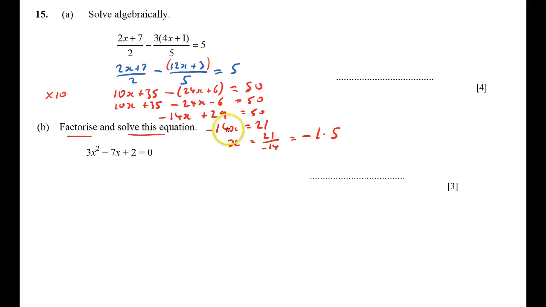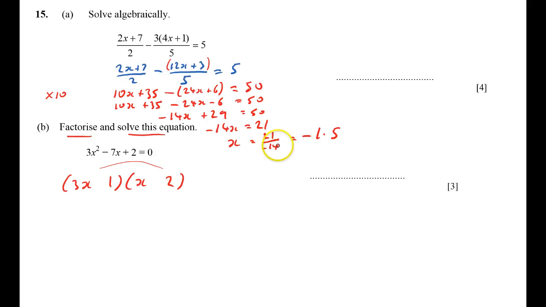Factorise and solve the second one. I've got 3x squared, so I'm going to have to have 3x and an x. I've got to get 2. If I put the 2 here, then 2 will be the x, and the 1 will go with the 3x. It's going to have to be the other way around. 2 and 1 is minus 7. This will give me 6, and this will give me 1.